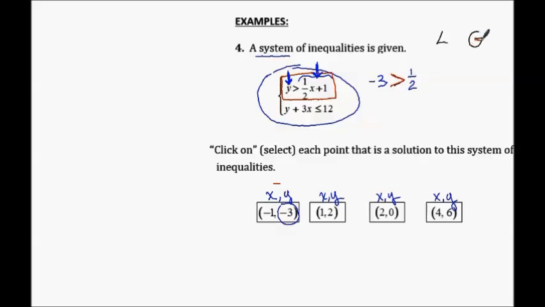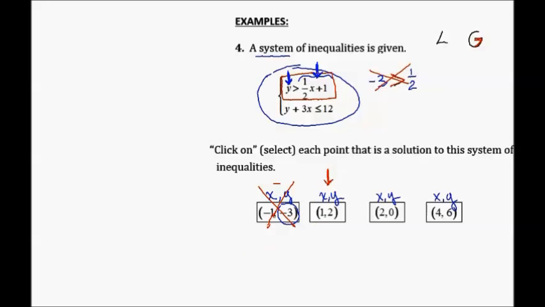It contains this little part here, the G. So this is greater than. And a negative number is never greater than a positive number. So it does not give me a true statement. So I'm not even going to check the second inequality. This point doesn't work.